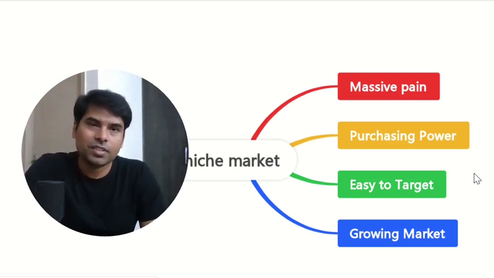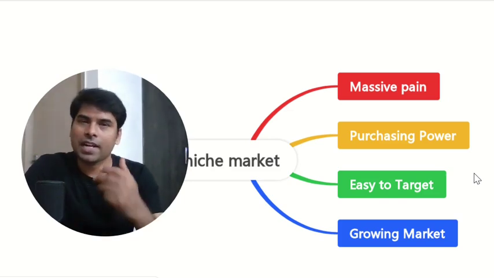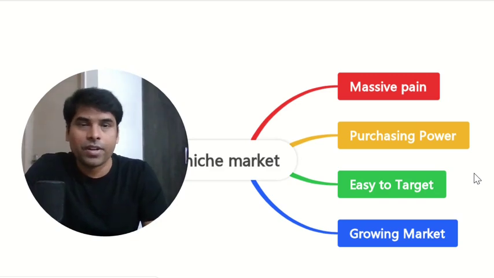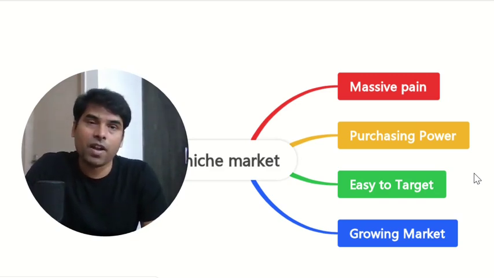And the third one is easy to target. Suppose you are targeting such an audience and that audience is not easily available, it's very difficult to target, it's difficult to find them.